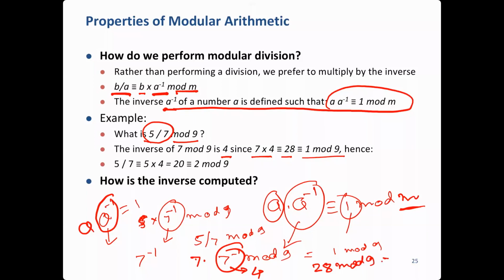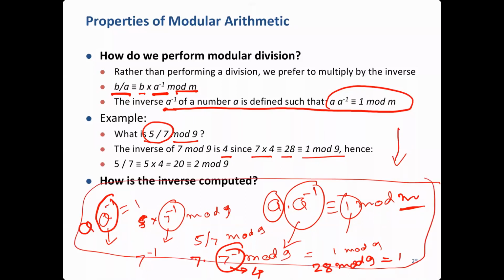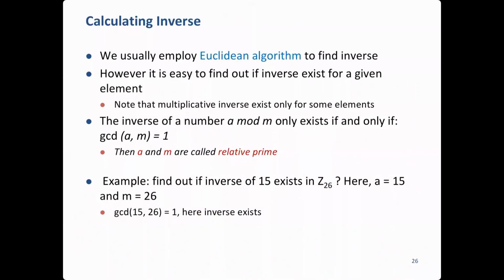Mod 9 will give you 1. Please go through it. It's a little tricky, but now the question is that we are struggling here itself to calculate A inverse. How will a computer do it then? So there must be some method, and that method is called the Euclidean algorithm.